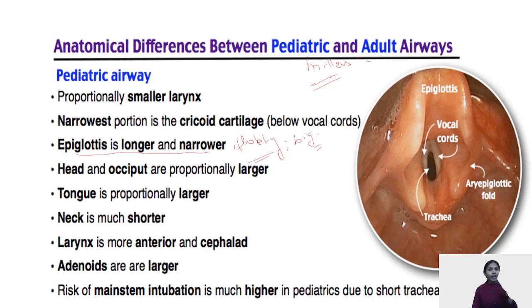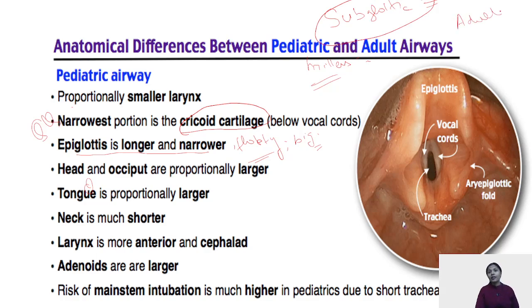Pediatric airway larynx is small, it is higher up. It is at the level of C3, C4, whereas in adults it comes down to C4, C5. The narrowest part, this is a question, the narrowest part of the pediatric airway is the cricoid cartilage or the subglottic area. I repeat, the subglottic area in the pediatric airway is the narrowest part, whereas in adults it is the glottic area which is the narrowest part. I hope this is clear.